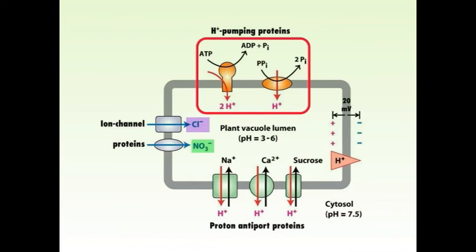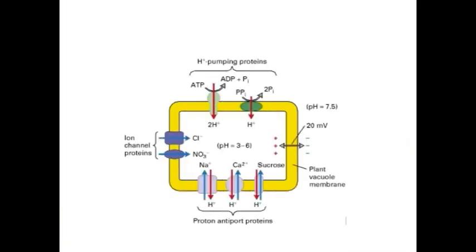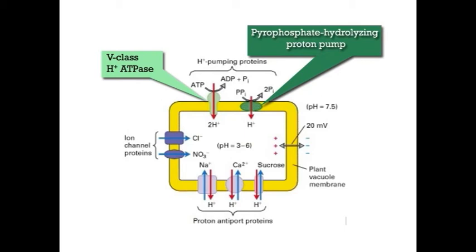or the proton pumps. The vacuolar membrane contains two types of proton pumps: a V-class proton ATPase, which is given in light green, and a unique pyrophosphate hydrolyzing proton pump, which is given in dark green. These pumps generate a lowered luminal pH as well as an inside positive electric potential across the vacuolar membrane owing to the inward pumping of hydrogen ions.